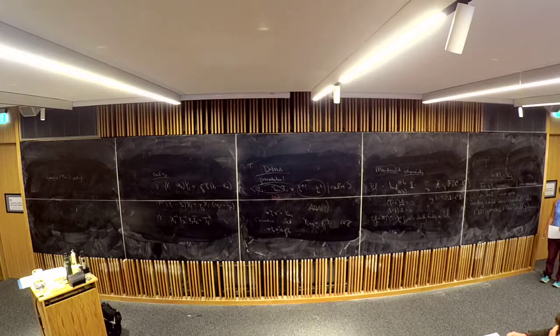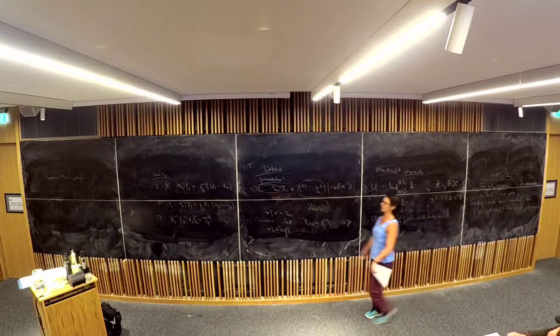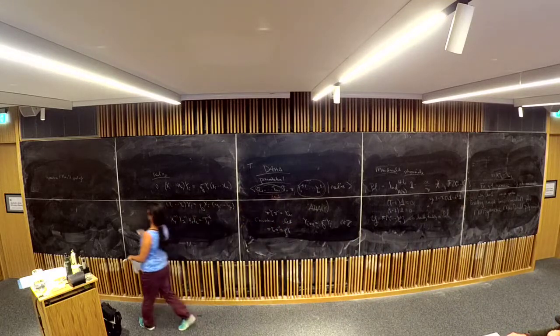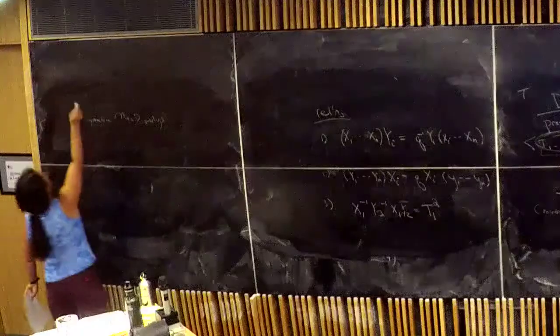So I guess you're saying that the product of x1 through xn is in particular, correct. Just multiply by it. Correct. Great. Yes.